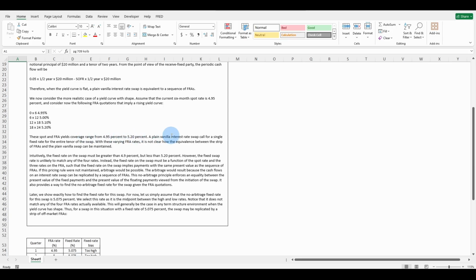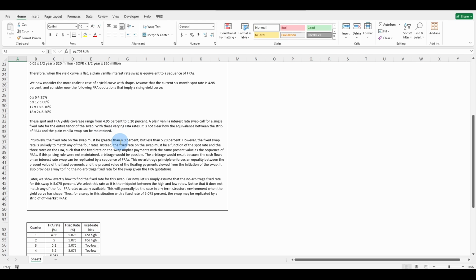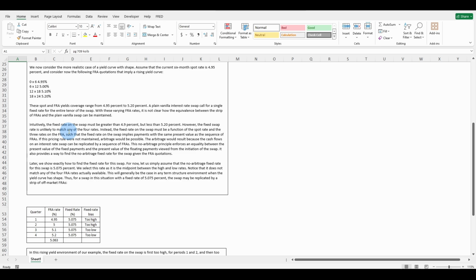A plain vanilla interest rate swap calls for a single fixed rate for the entire tenure of the swap. With this varying FRA rate, it is not clear how the equivalence between the strip of FRAs and the plain vanilla swap can be maintained. Intuitively, the fixed rate on the swap must be greater than 4.95% but less than 5.2%. However, the fixed swap rate is unlikely to match any of the four rates.